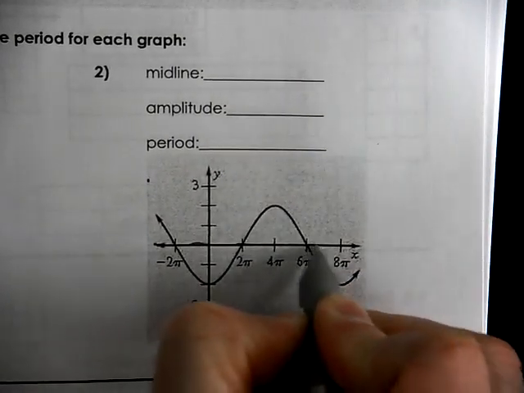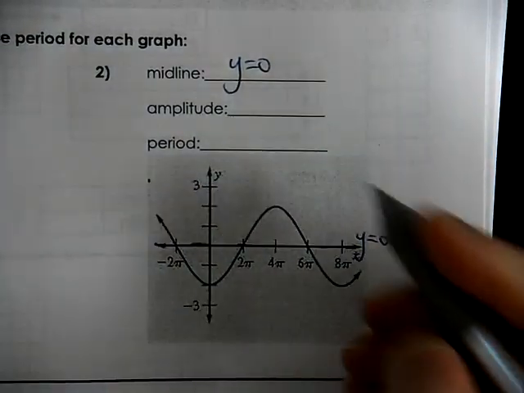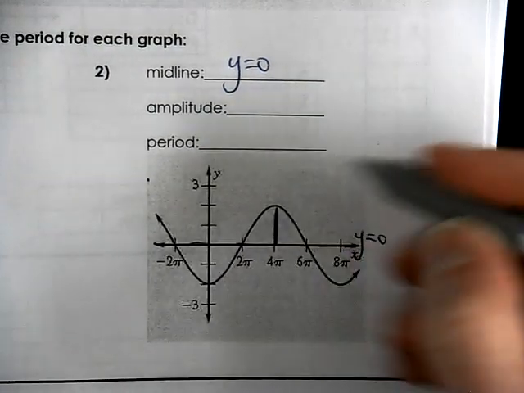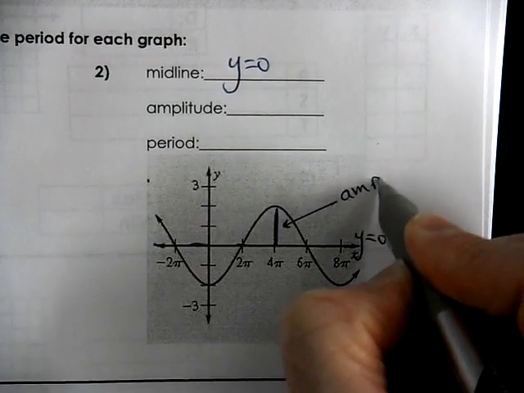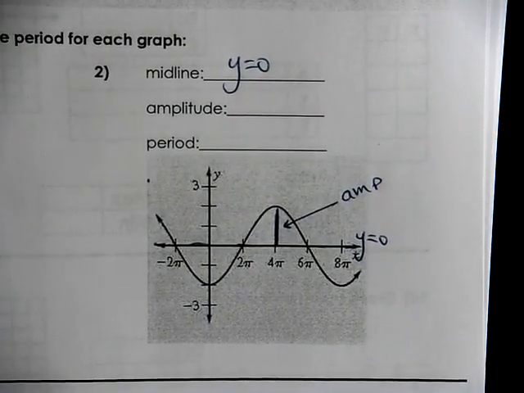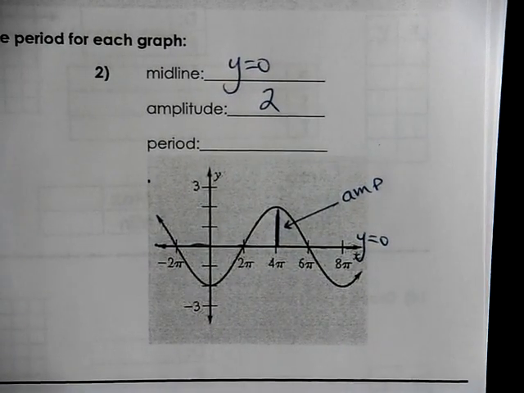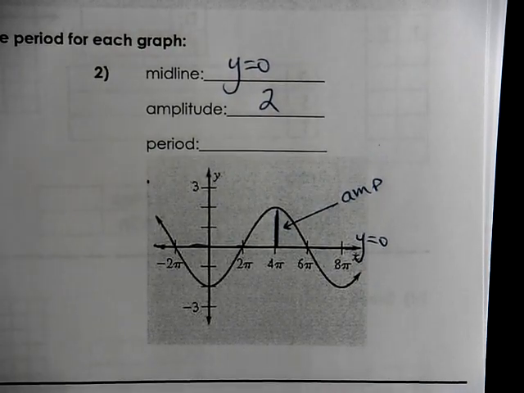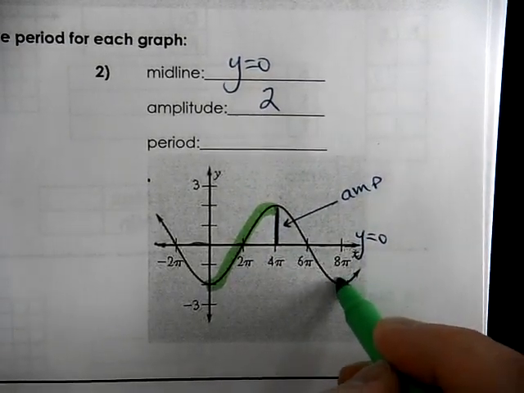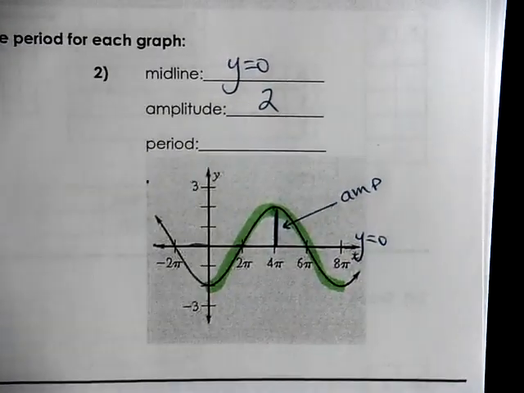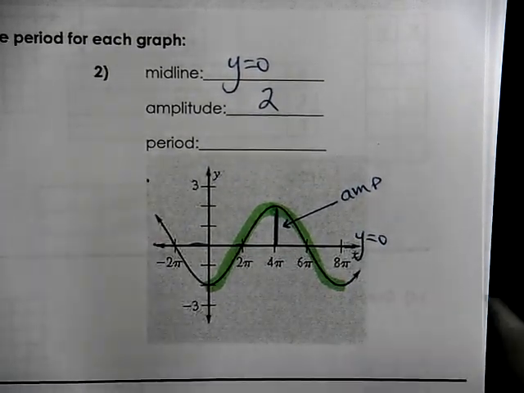Here we have a midline at y equals 0. We have an amplitude from that midline to the highest point or to the lowest point. That's considered your amplitude. So that looks like it goes up 2. The period, since we're focusing on the y-axis, we could call this the graph that we're focusing on. Starting at 0 all the way out to 8 pi.